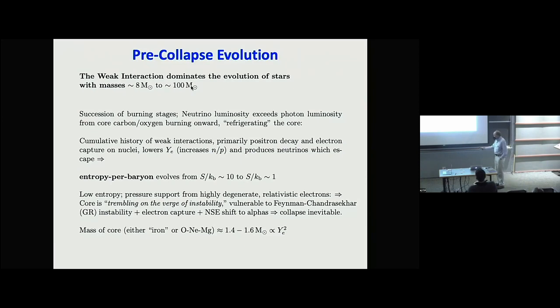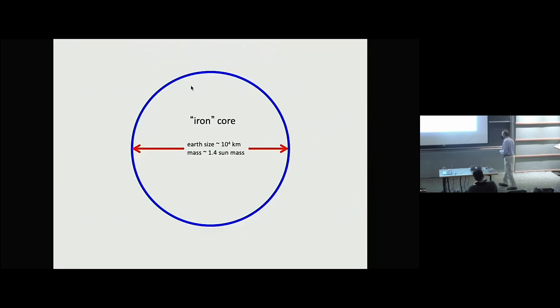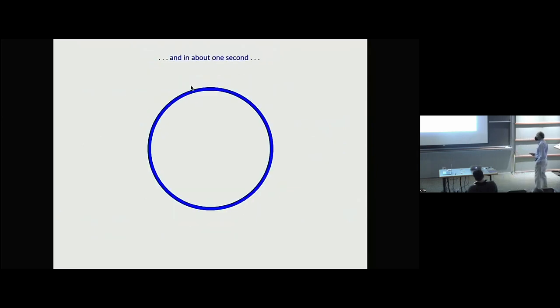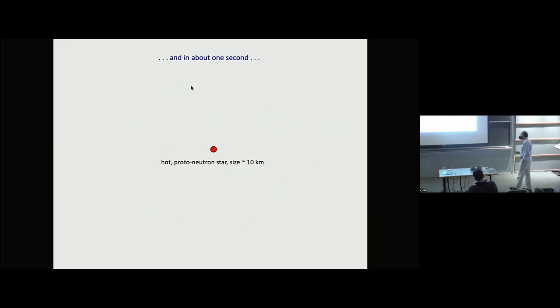Interestingly enough, the mass of this core that collapses is something like a Chandrasekhar mass, and that's proportional to the electron fraction squared, and that will figure in what we talk about in a minute. So it collapses from something like an Earth-sized white dwarf with a mass of the sun to a hot protoneutron star with a radius initially of something like 40 or 50 kilometers, and within a second or so, that's down to about 10 kilometers.